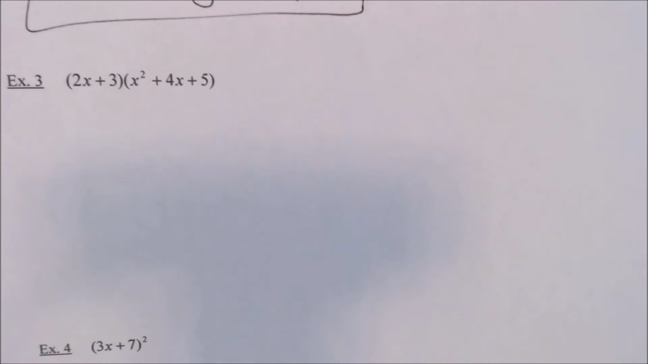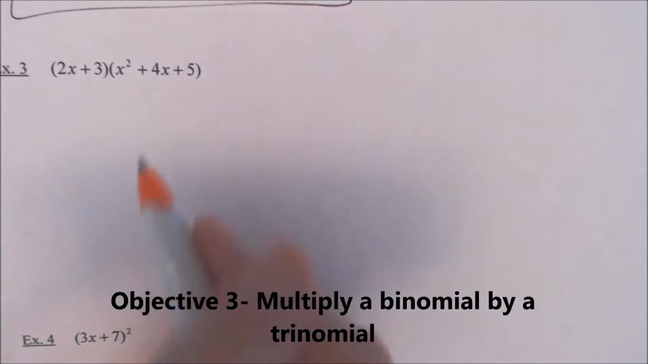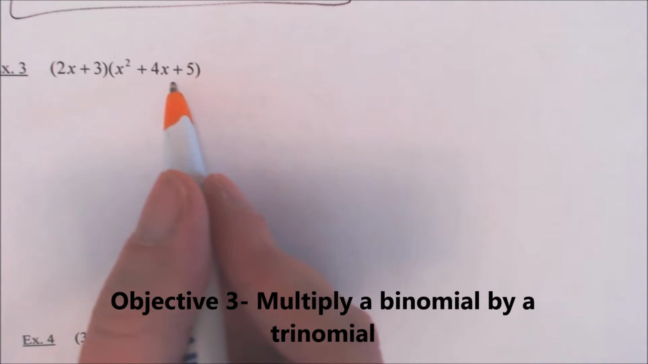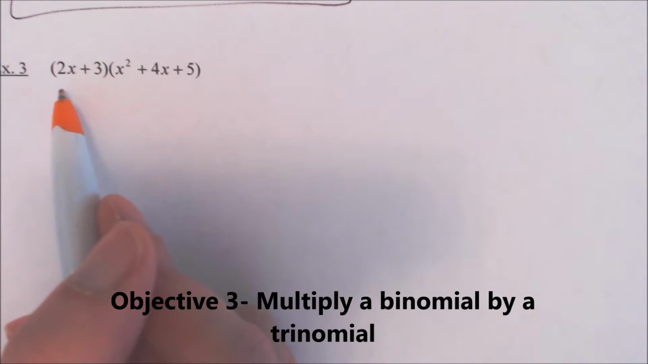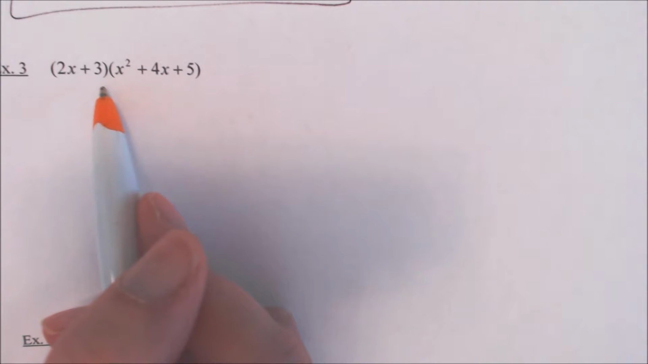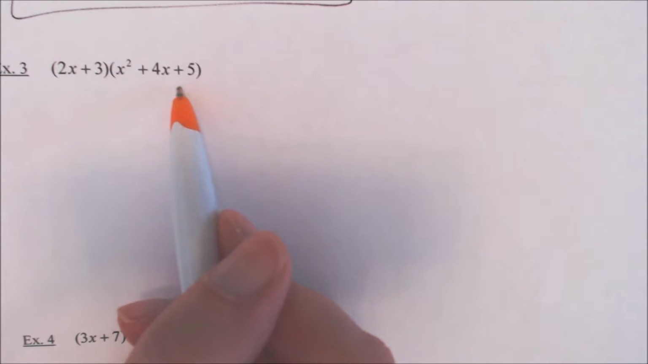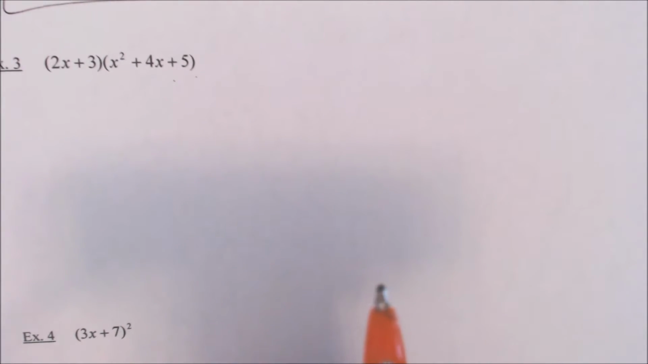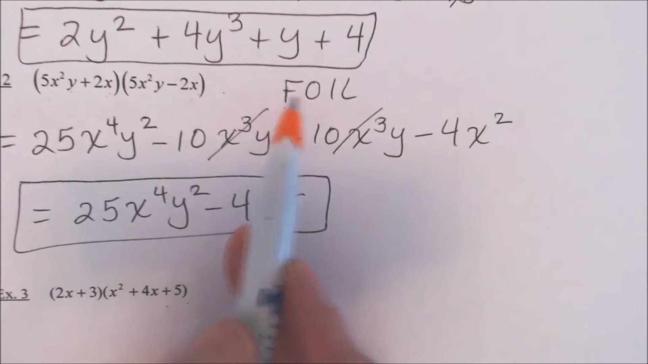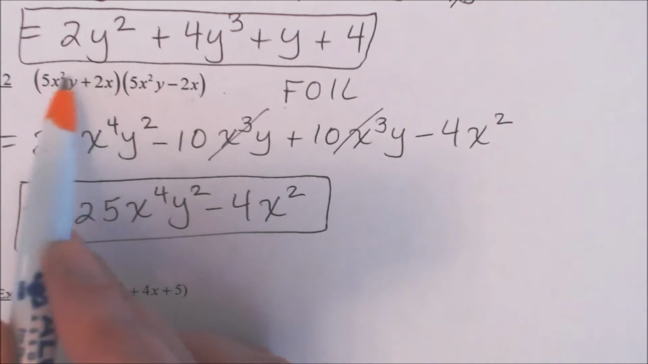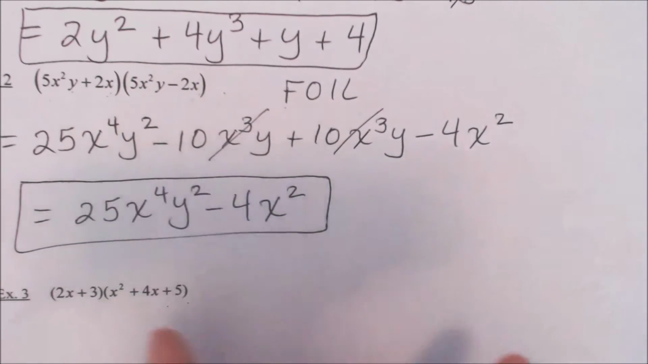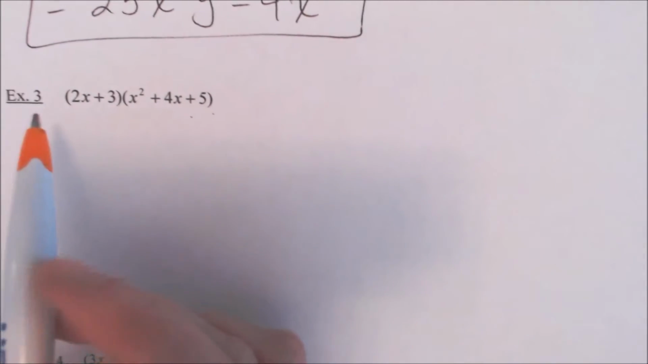Example 3, we're multiplying again. This time we're multiplying a binomial times a trinomial. So we have parentheses 2x plus 3, close parentheses, and then open parentheses x squared plus 4x plus 5, close parentheses. So what we're going to do is distribute, and that, by the way, is the same thing we did here with the FOIL method. We distributed everything in the first set of parentheses by everything in the second set of parentheses. We're going to do the same thing here.